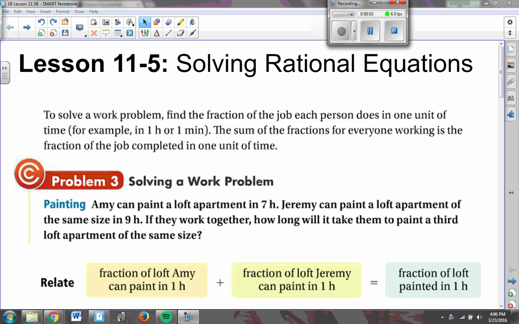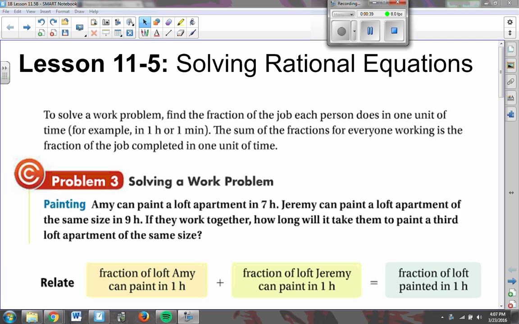All right, Algebra 1B students, welcome to part 2 of lesson 11.5 on solving rational equations. In today's video, I'm going to show you a pretty common word problem that we can use rational equations to solve quite easily, actually. And then I'll show you a slightly different type of rational equation where we are going to solve by cross multiplication instead of by canceling our fractions.